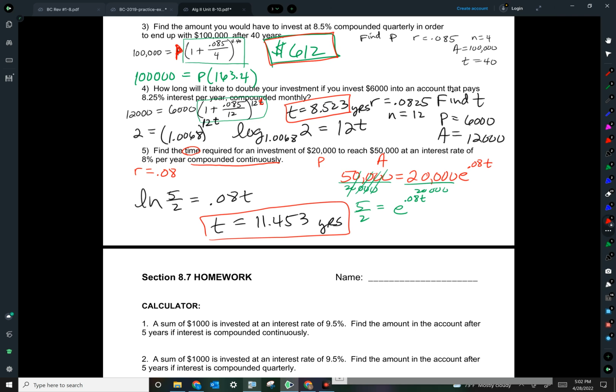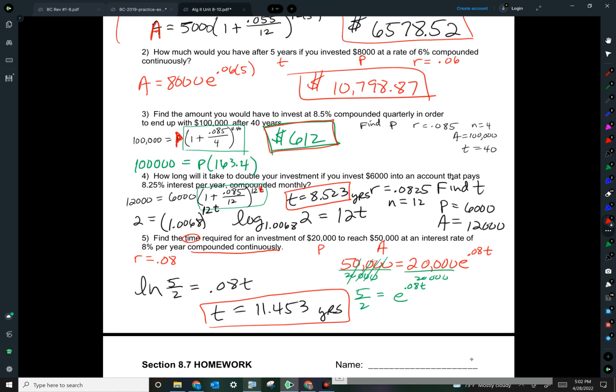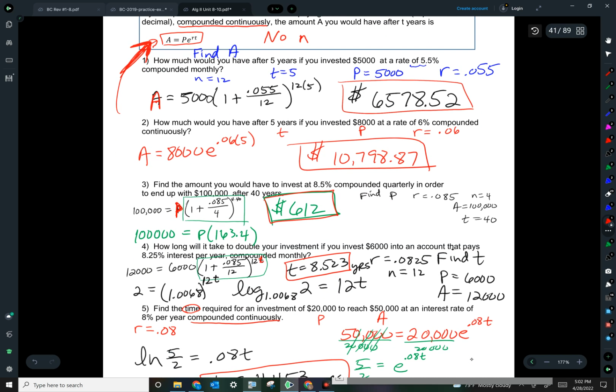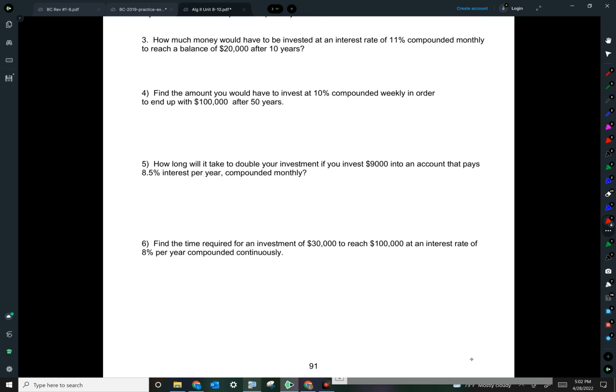All right, so when you're doing homework, remember it's important to look for that compounded word, because if it says compounded continuously, you know you're going to use this second equation. But if it says compounded anything else, you know you're going to use the first equation. So you can always look back at these examples to see what you're trying to find to help you with the solving. So you just have the one page for homework.